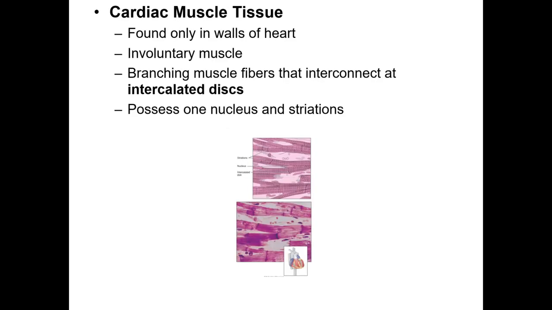Then you have cardiac tissues. Cardiac tissue is only found in the heart, and it is involuntary, and it has something called an intercalated disc, and that is how you know it is heart tissue. It deals in pumping the blood, and as I mentioned, is under involuntary control. It is only found in the heart. It possesses only one nucleus, and it has striations, again, the banding in the muscle.